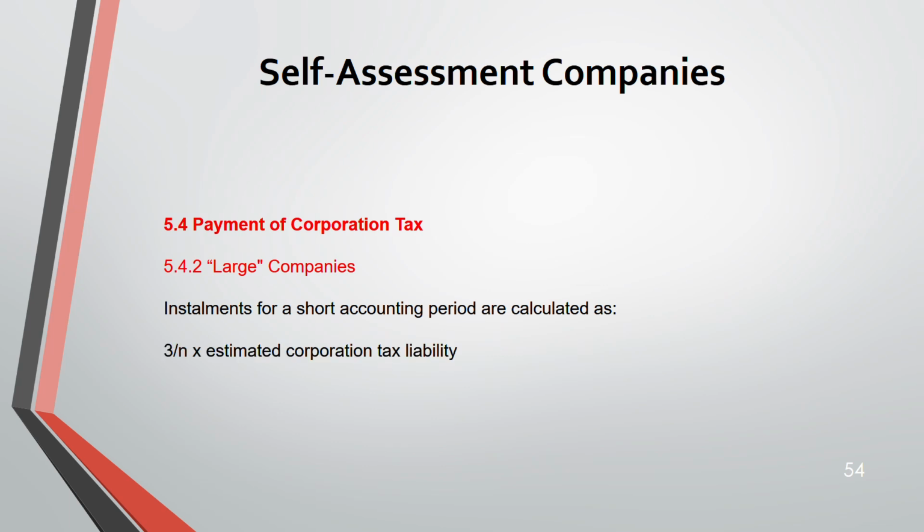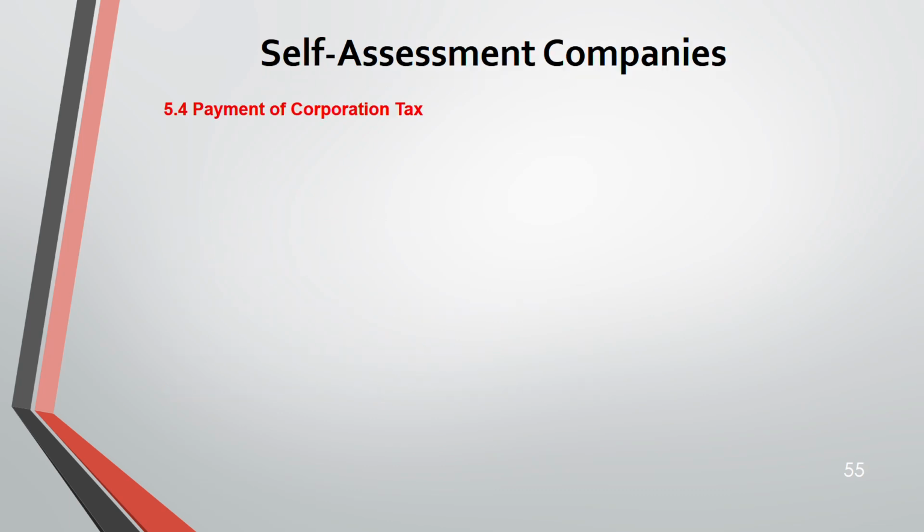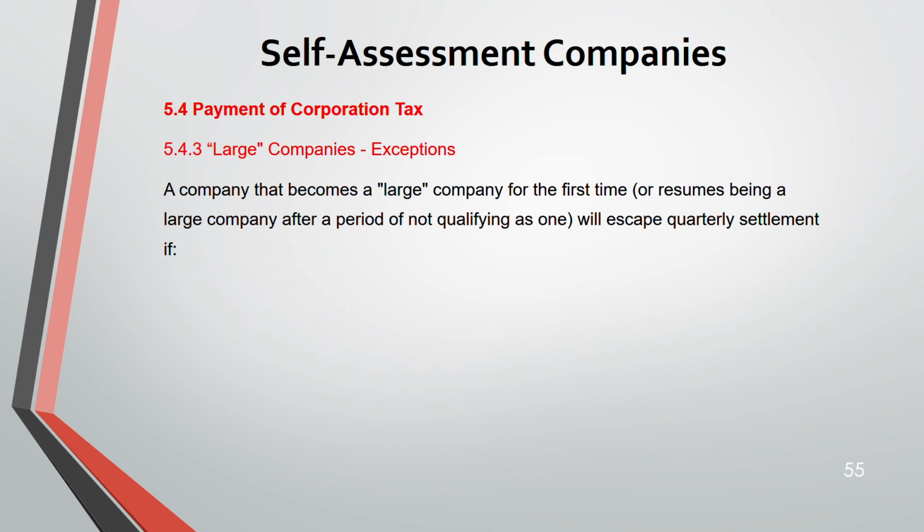Installments for a short accounting period: 3 divided by n, multiplied by the estimated corporation tax liability. If you want to know what the installments are, divide the 3 by the n and multiply by the liability. So n is your number of months in the accounting period. Now, there are some exceptions where companies don't have to pay by installment.